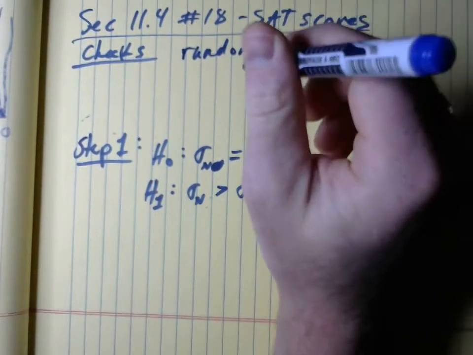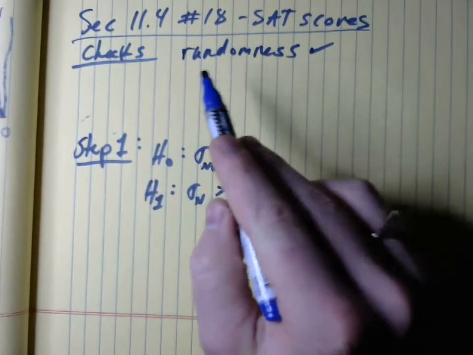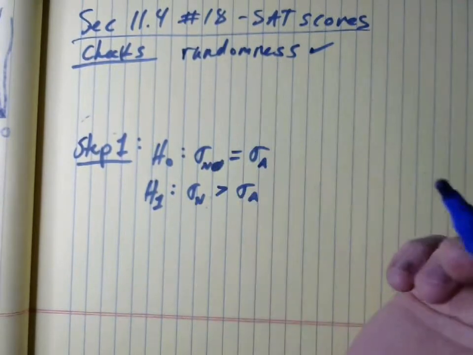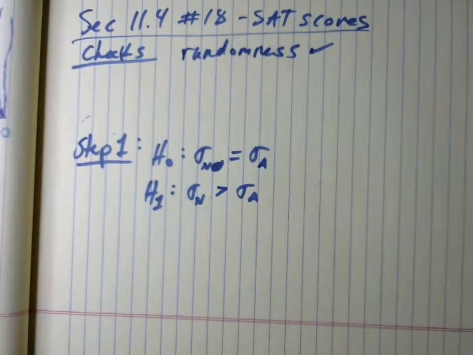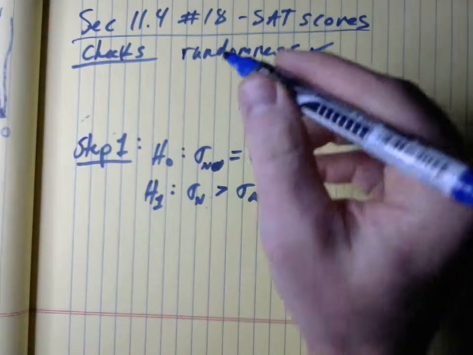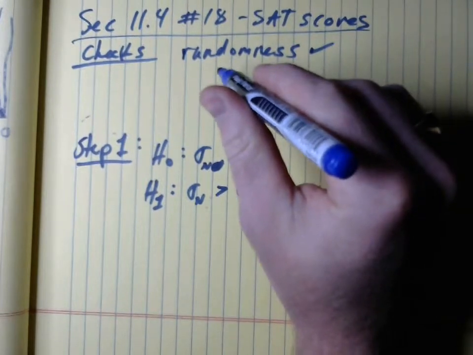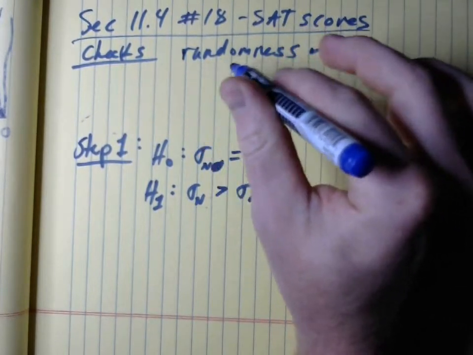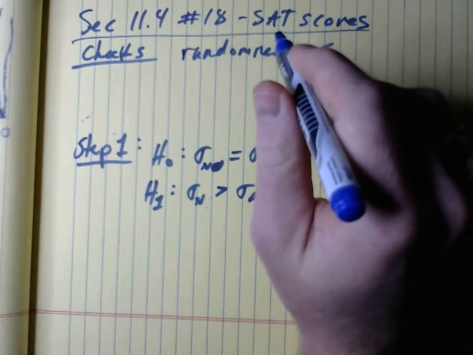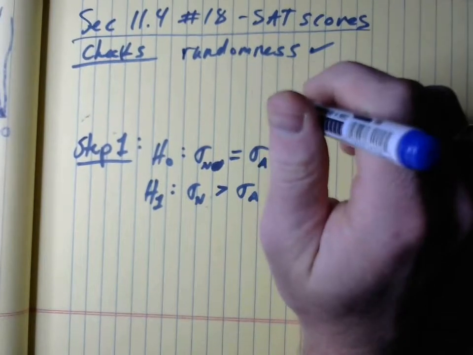Good. And of course, in your paper, you'll want to be a little more descriptive than just randomness. For your actual paper, you'll be explaining how you actually have a random sample. Anyways, not a big deal. Let's go back to the example.